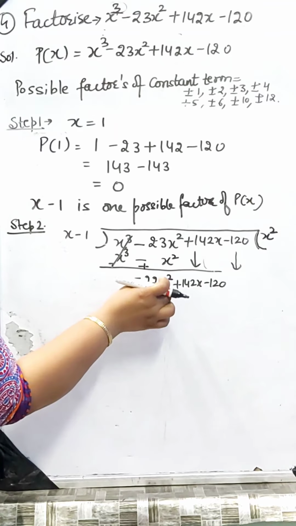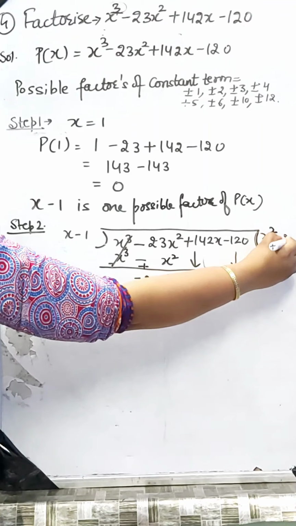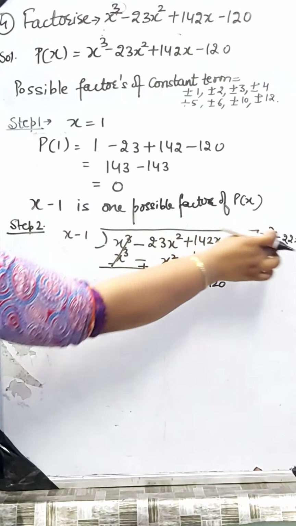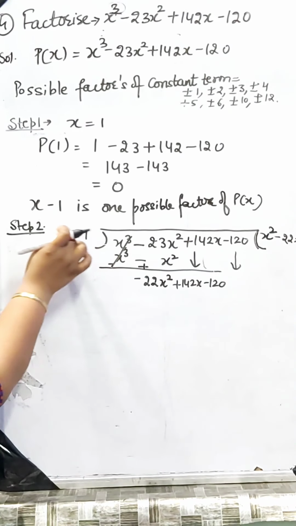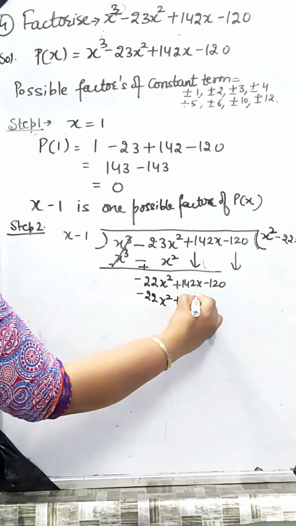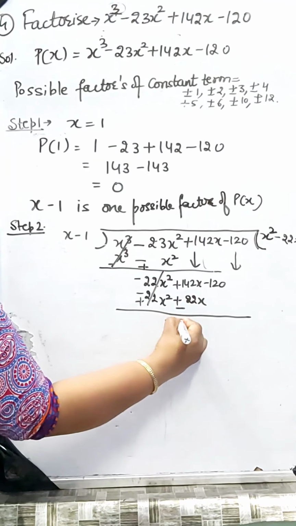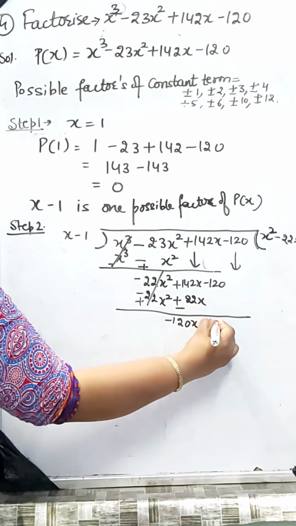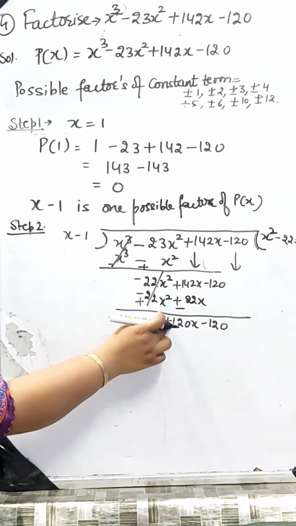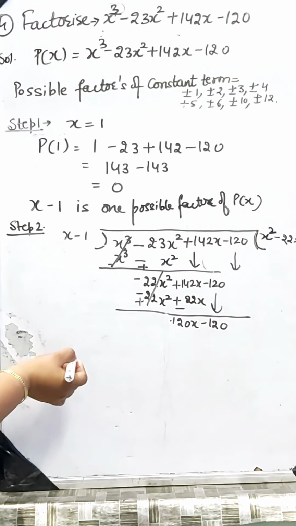Again follow the same rules. Divide the dividend's first term by the divisor's first term to obtain the quotient's second term. And we know that the quotient's second term is minus 22x. Now multiply this minus 22x with both terms of the divisor. Plus 142 minus 22, it is equal to 120x minus 120. Bring down the remaining term of the dividend.